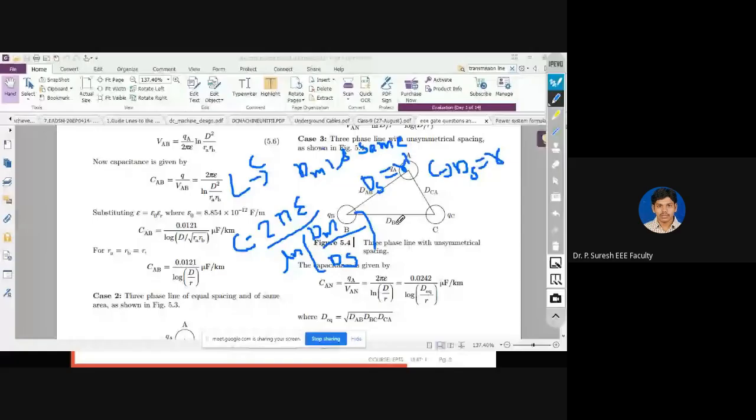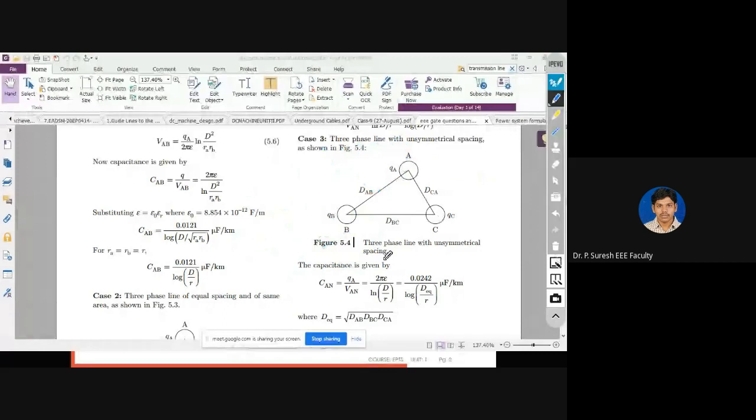Is my question clear? Yes or no? So these are the basic formulas we use to estimate the transmission parameters, and we can find the performance of a transmission line. We have to remember these formulas only. Is it clear?